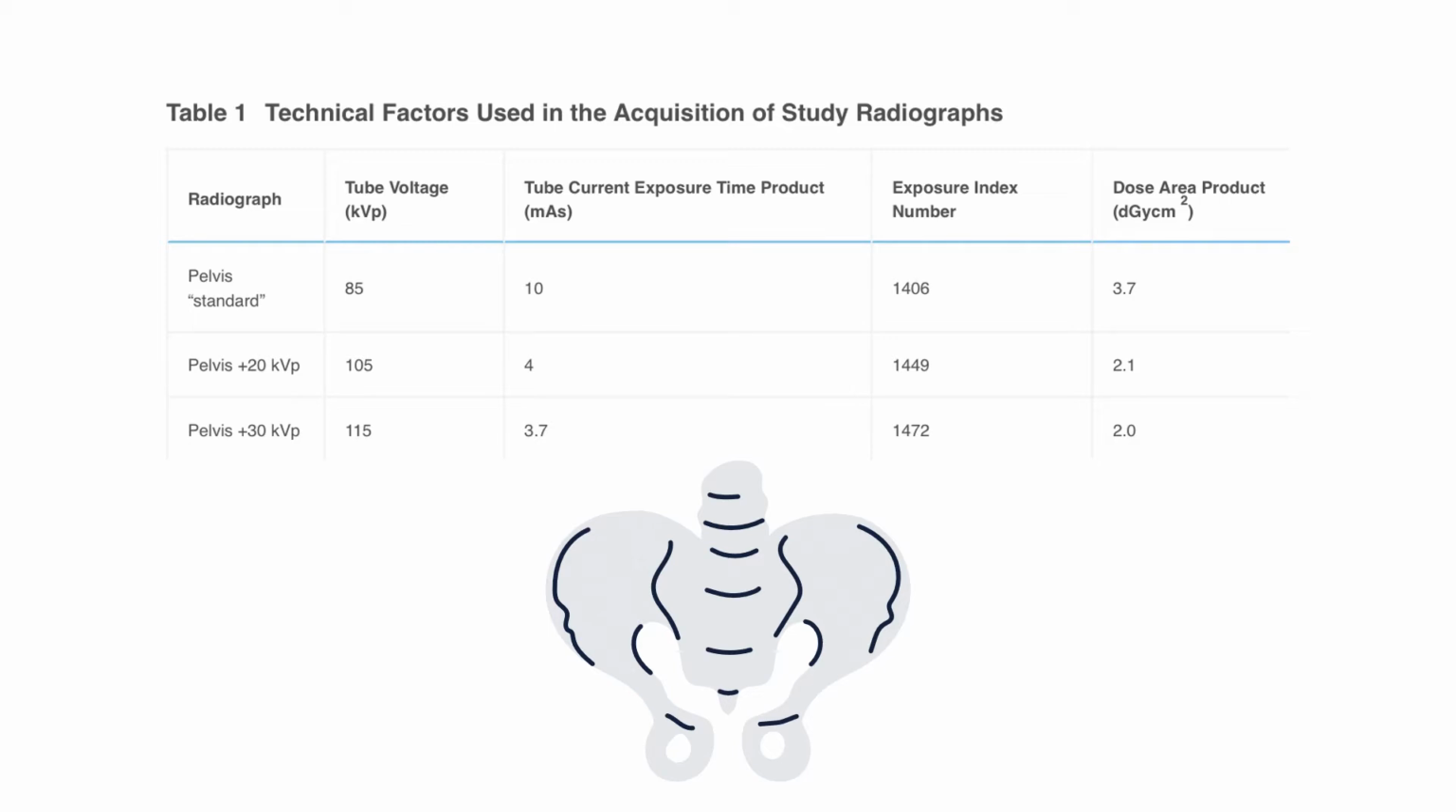You'll see that at an additional 20 kVp, or at 105 kVp, they found that 4 mAs resulted in a similar exposure index, or similar quantity of radiation to the image receptor. And you can see here that clearly the dose area product, or that dose value, is reduced. But when you go to an additional 30 kVp, you'll notice that the dose area product doesn't really go down that much comparatively. That's something I just want you to keep in mind when we get to the conclusions of the study.